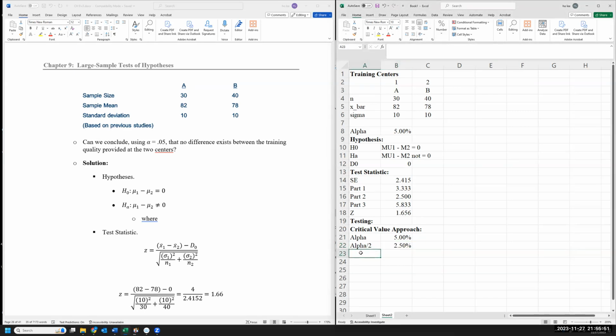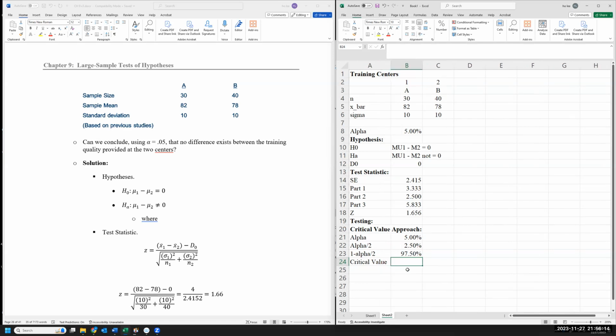And then to create the cutoff, I have to do 1 minus alpha divided by 2. I need the left tail to calculate the critical value, because that's just the way Excel works. So this is equal to norm.s.inv, the cutoff that creates 97.5% on the left and 2.5% on the right. And there it is.